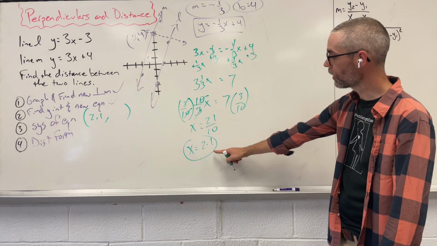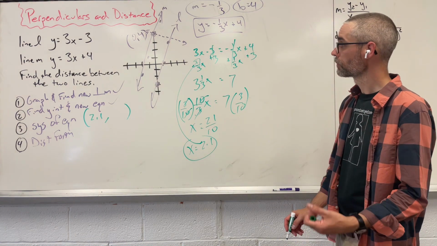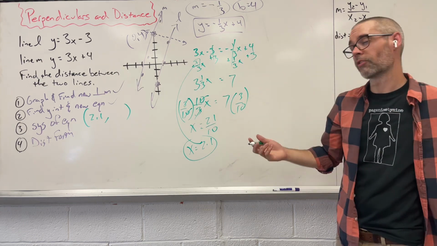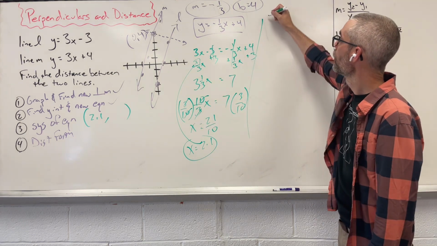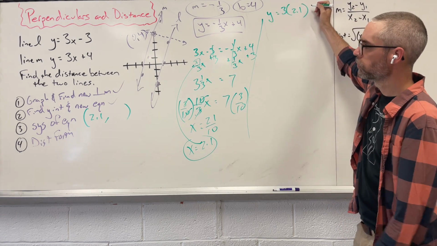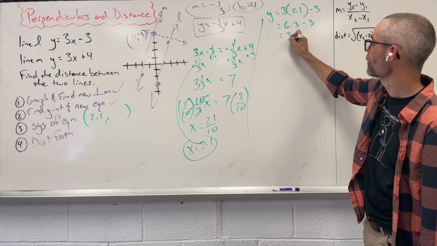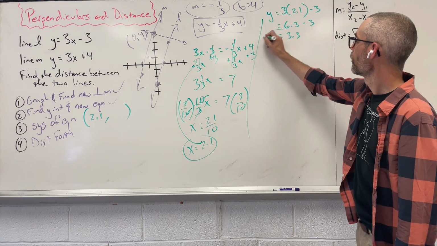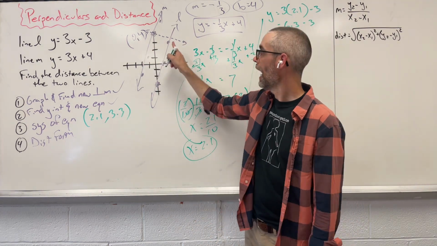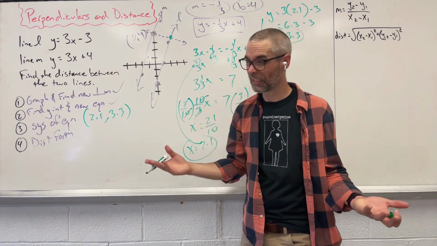So I want to take this 2.1 and plug it back into one of our equations. I'm going to plug it into line L. Why? Because there's no fraction. So y equals 3 times 2.1 minus 3, giving us 6.3 minus 3, which is 3.3. There's your y, 3.3. We now know that this is (0, 4), and that this point right here is (2.1, 3.3). It's ugly, but it's still a point.